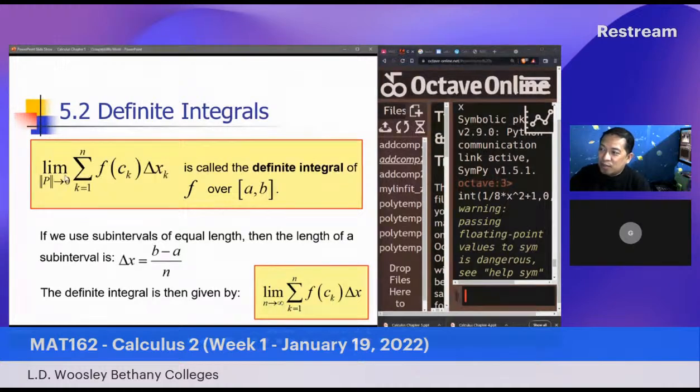So pareho lang itong formula na to, kung tutusin. Pero kung equal length naman siya, pwede na natin siyang i-simplify. Kaya dito, change of x na lang kasi equal length na siya. And then yung c sub k mo, f of c sub k, yun pa rin yung corresponding values ng y. Alright? So, okay ba? You have some clarification?